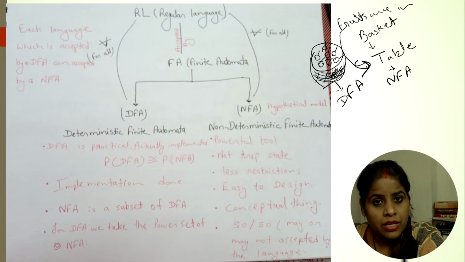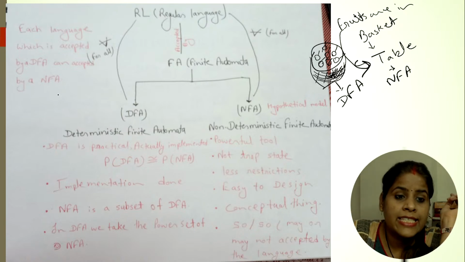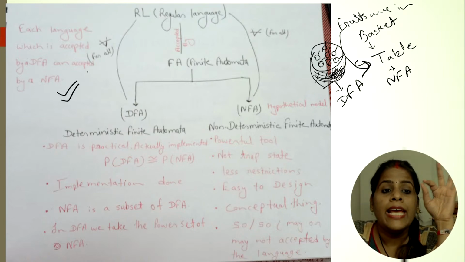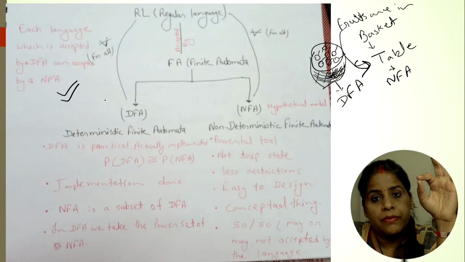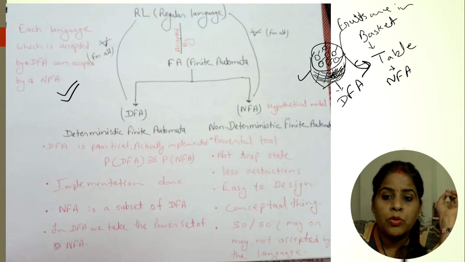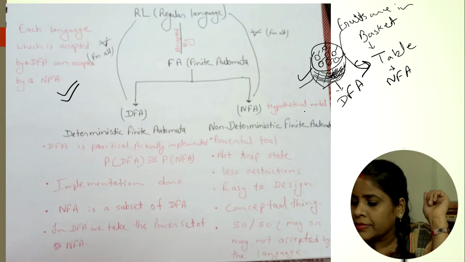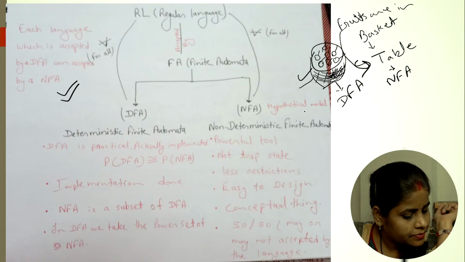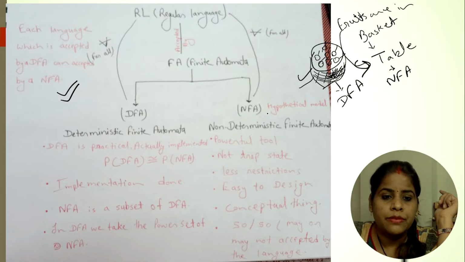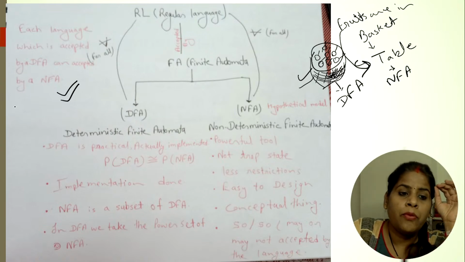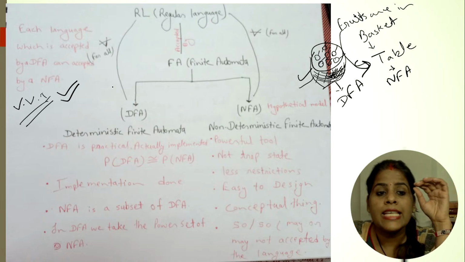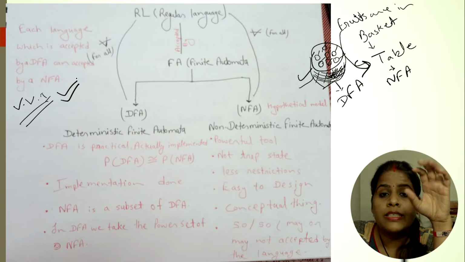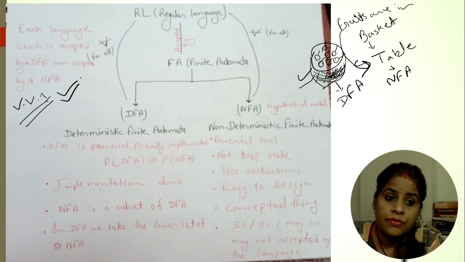This sentence is very much important. Each language which is accepted by DFA can be accepted by NFA. And don't forget this example. Is it clear? Is it clear? Now proceed. This is a very, very important sentence. It may be possible it will come just like a sentence in our exam, okay?